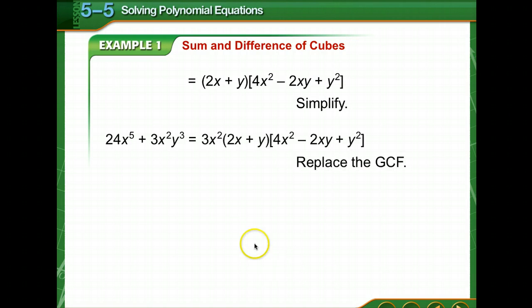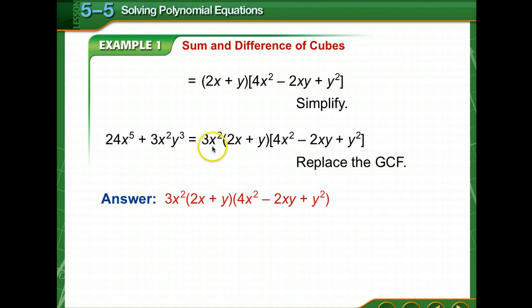Then we simplify. So our answer is 3x squared times the quantity 2x plus y times the quantity 4x squared minus 2xy plus y squared.